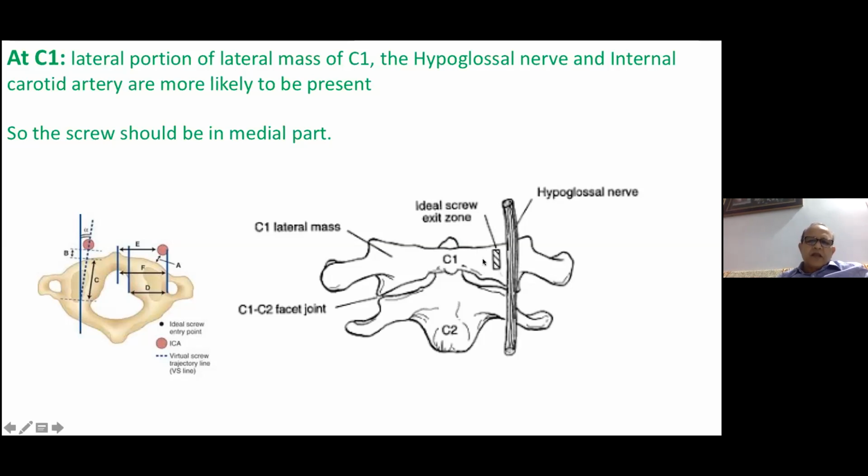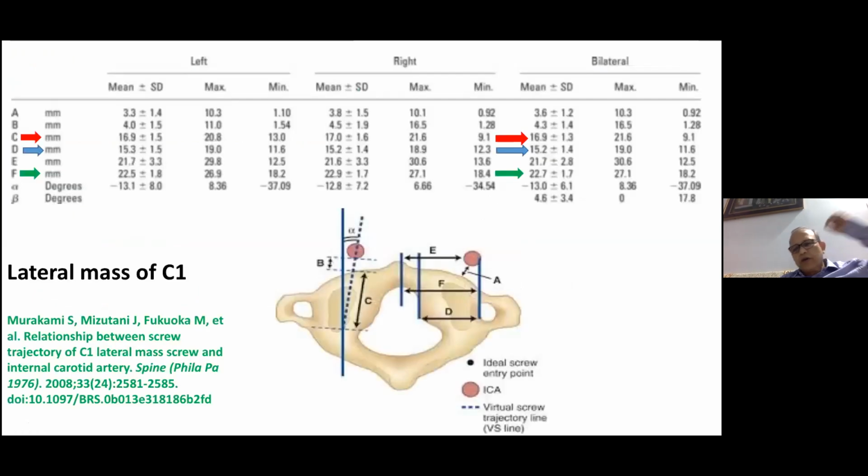And it has been seen in many cadaveric specimens that the hypoglossal nerve never comes on the medial side of C1. It is only present in the lateral portion. So if you put in a screw here on the medial side of C1 and also the medial side of C2, that is the safe point of entry. And the trajectory you have to decide depending upon the anatomy, the individual person's anatomy.